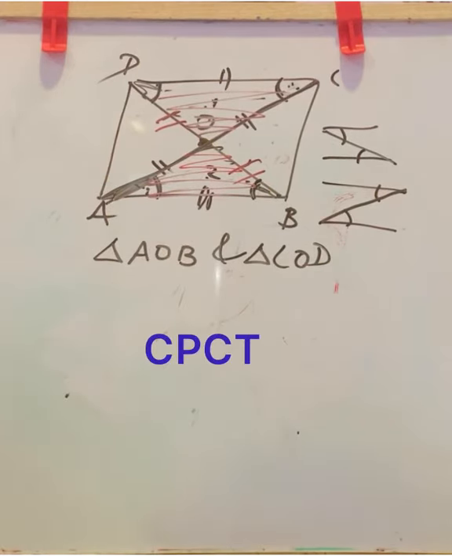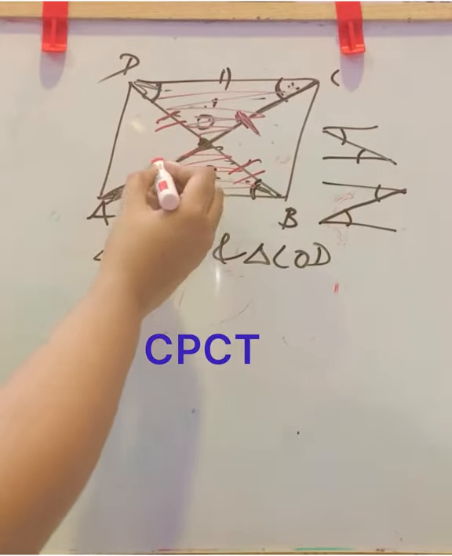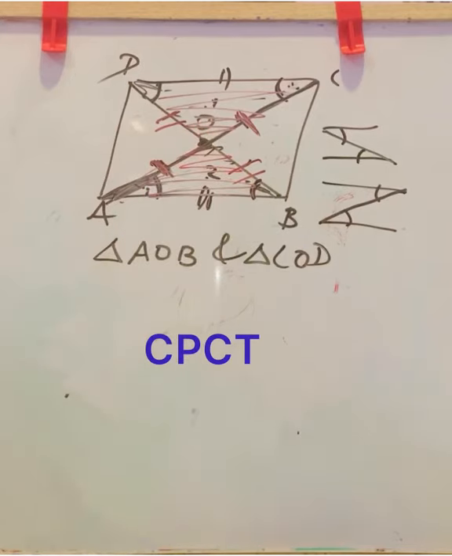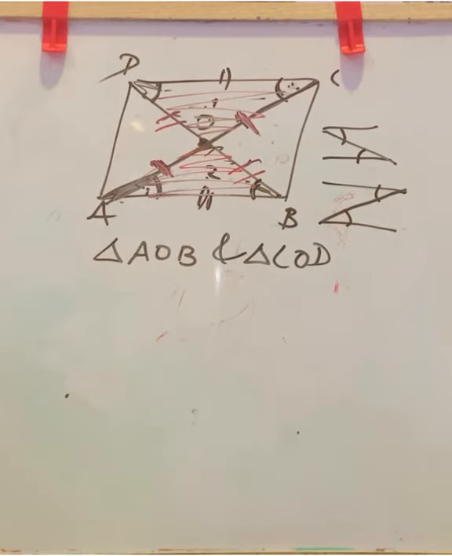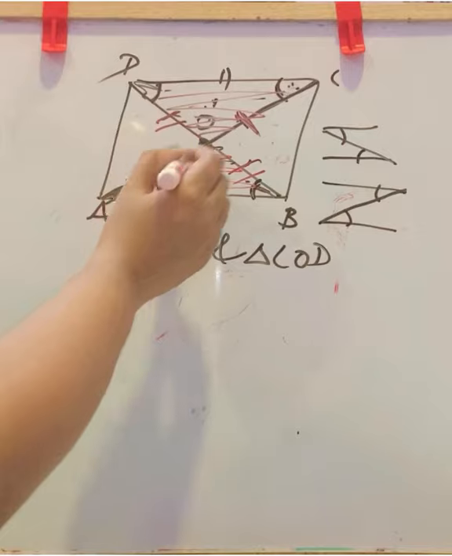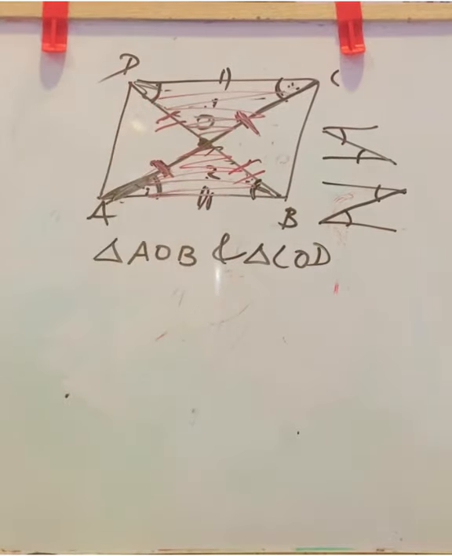They are equal. Now this side of this triangle and this side of this triangle are equal because they are also corresponding parts of congruent triangles. So these two triangles are congruent, so these two sides will be equal, and these two sides will be equal.